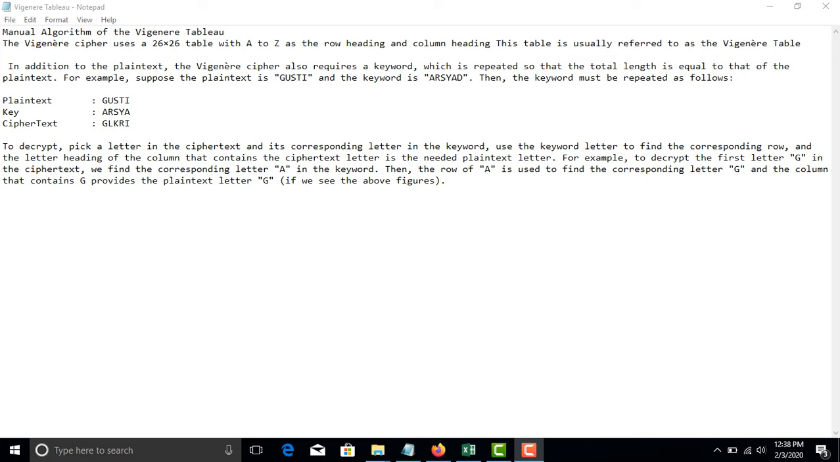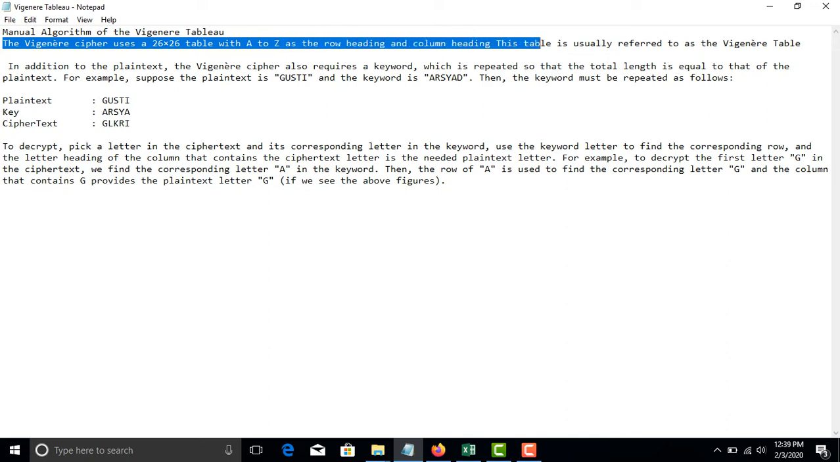So today I want to share information with you and discuss the manual algorithm of the Vigenère Table. The Vigenère Cipher uses a 26 by 26 table with the letters A to Z as the row heading and column heading. This table is usually referred to as the Vigenère Table.